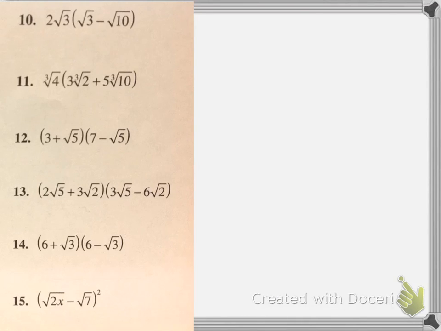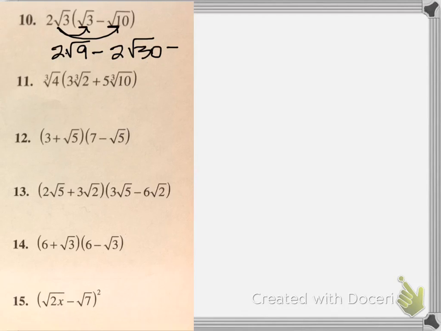Now let's multiply. Just like I can multiply with variables and numbers, I can multiply with radicals. I have to distribute in this problem. So I'm going to have 2 square root 3 times square root of 3, which would be 2 square root 9. 2 square root 3 times square root 10 would be 2 square root 30.